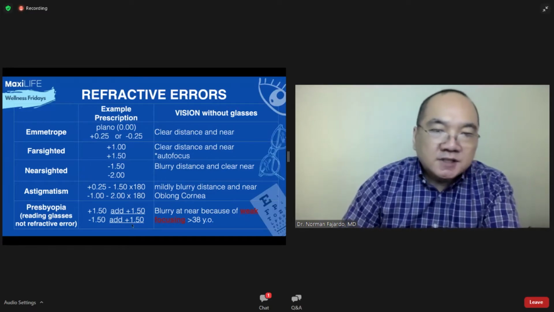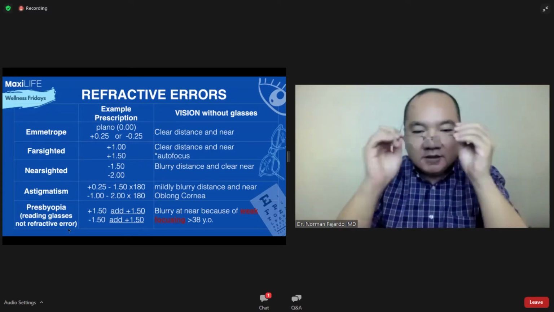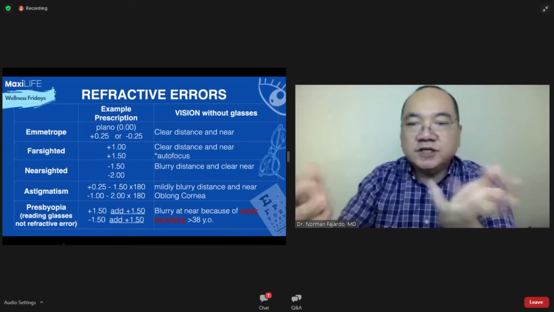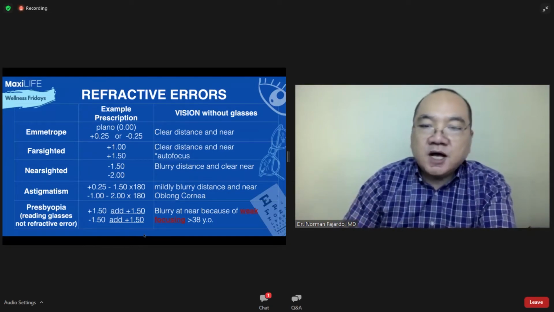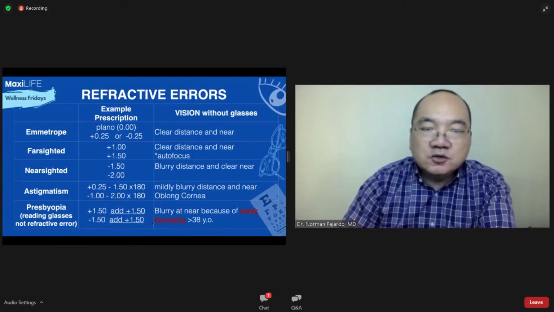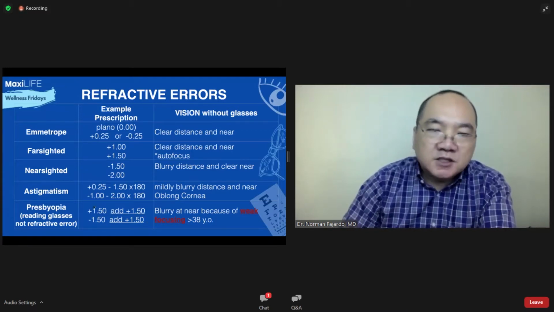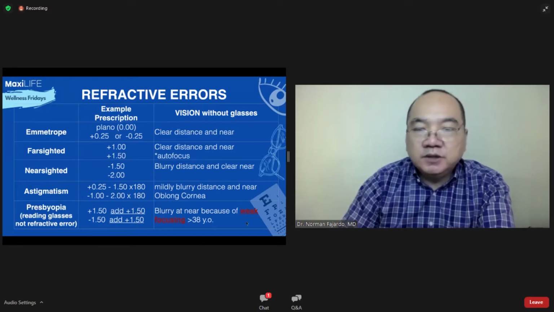Presbyopia is not actually a refractive error. It's the reason for reading glasses, the one similar to what I have now, to be able to read this screen. It is a problem with the autofocus of the eye at near when you get to about 38 years old. So your refraction or your prescription might look like this, plus 1.50 with an add of 1.50. This is your presbyopic eye grade. Or you might have a minus 1.50 with an add of 1.50. So you usually have blurry vision at near because of weak focusing.